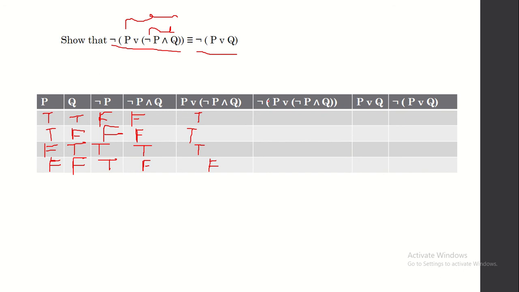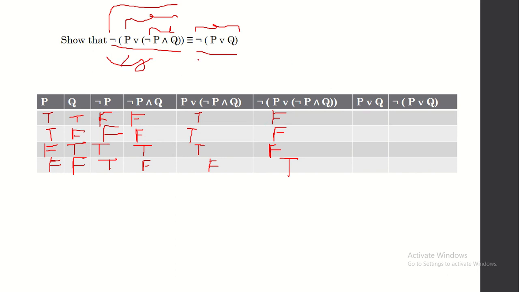So now what we need to do, we have the negation part left. So we will just negate this. So this will be false, false, false, true. So we are done with this. Now we need to show that this also gives us the same output as this, right?